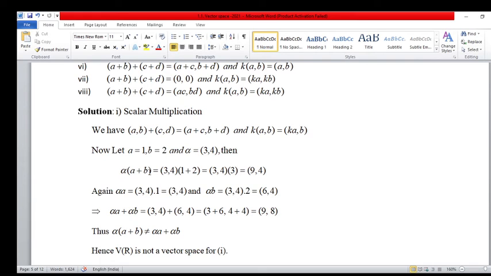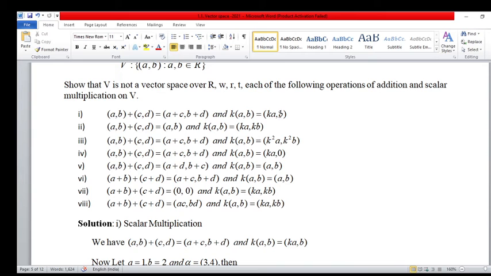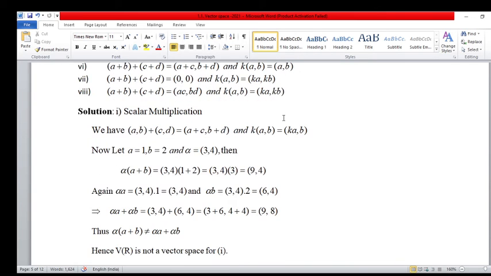So alpha into (a, b) is equal to (3, 4) into (a, b), that is (1, 2). Three times three is 9, and this is 4. Why do we take 4 here? Come back to the first: here k(a, b) is (ka, b), where this is k. Three threes are 9 and this is the 4, the b part.